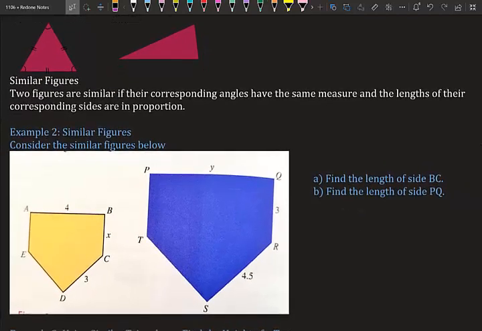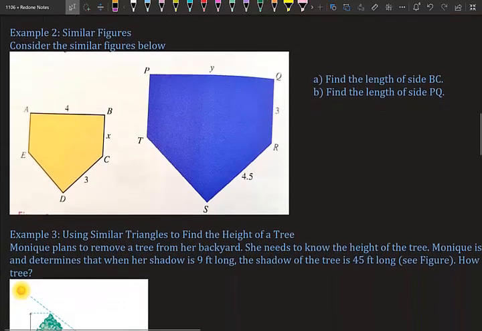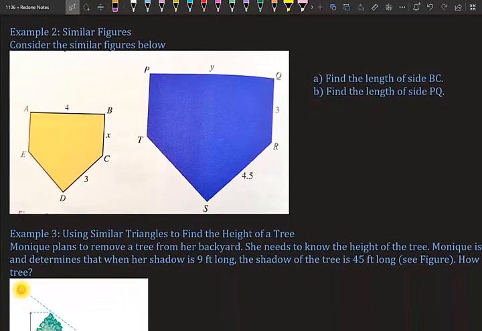Similar figures. Two figures are similar if their corresponding angles have the same measure and the lengths of their corresponding sides are in proportion. So similar figures are proportionate, so we can work with them together. We want to find the length of BC and then PQ. So we want to find the length of BC. That's here.